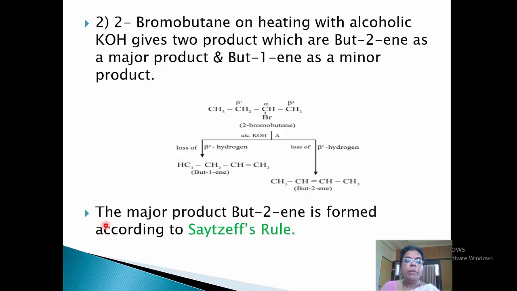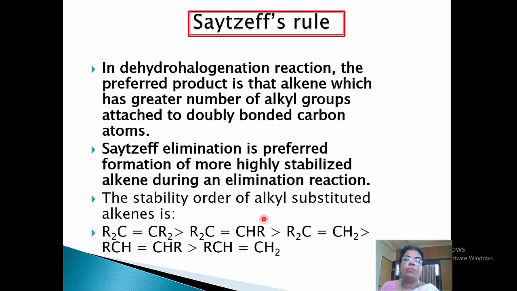Now here the major product but-2-ene is formed according to Saytzeff rule. Now we are going to see what is meant by Saytzeff rule. According to Saytzeff rule, the more highly substituted alkene is formed. That is, in dehydrohalogenation reaction, the preferred product is that alkene which has a greater number of alkyl groups attached to the double bonded carbon atoms.